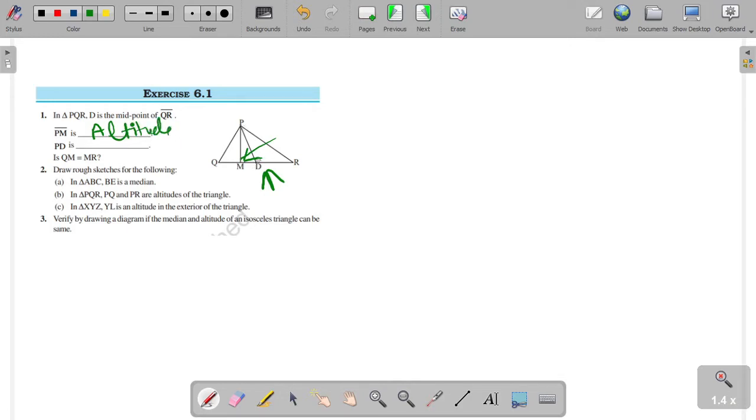Since D is the midpoint, we call PD the median. Now are QM and MR equal? This is QM and this is MR. Are they equal? We say no.